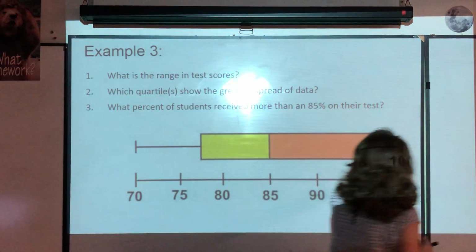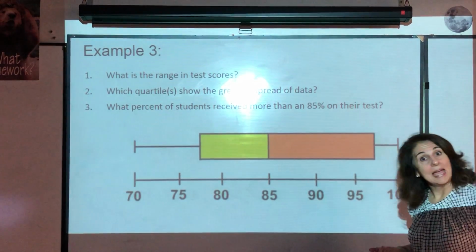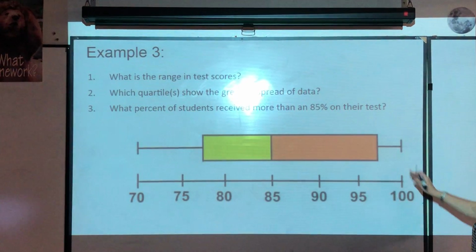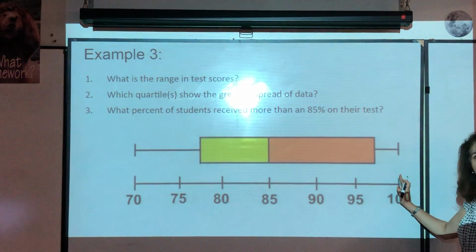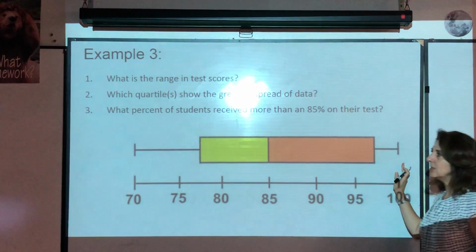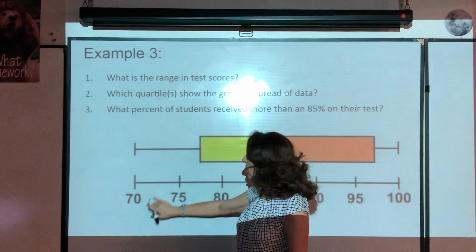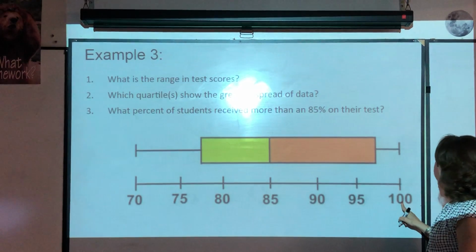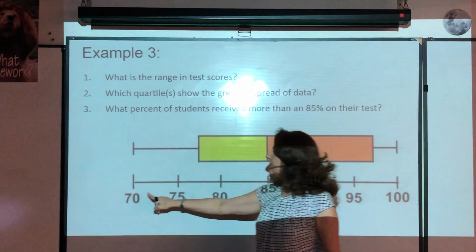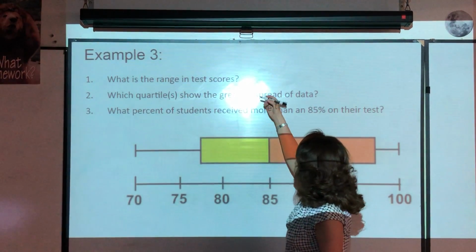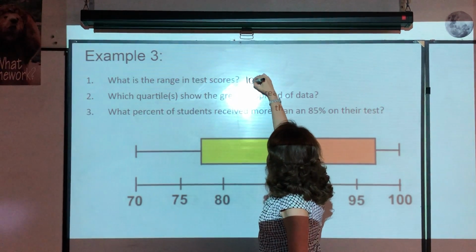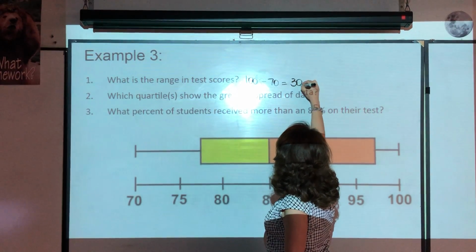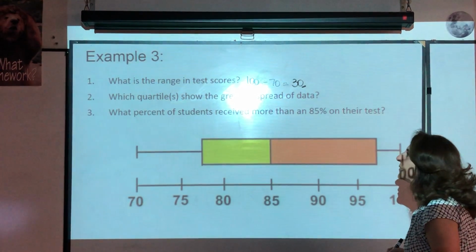Well, this is the test score for, let's say, a math test. So the range in the test score is what? The highest score that was received by a student, taking away the lowest score that was received by the student. So this is 100 minus 70. So the range in the test scores is 100 minus 70, which is 30.